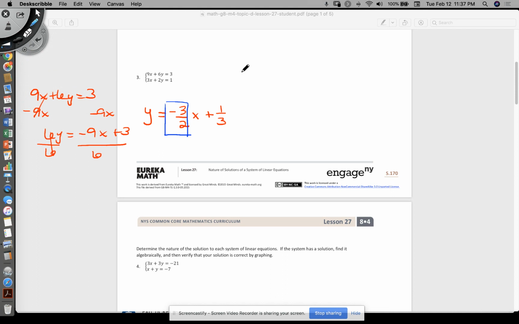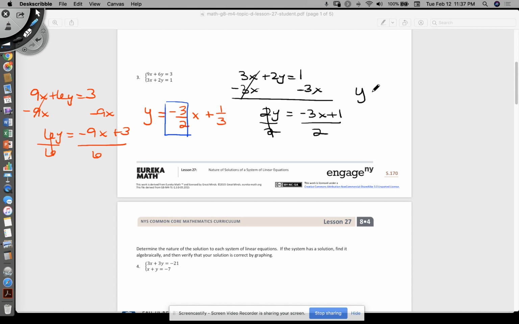Let's work out the next one. We have 3x plus 2y equals 1. Move that 3x. Those cancel. We get 2y equals negative 3x plus 1. We're going to divide out that 2 to everything. Those cancel. So final result, y equals negative 3 halves x plus 1 half. And there's my slope there. So as you can see, they are the same. So we're going to say the same thing as before.